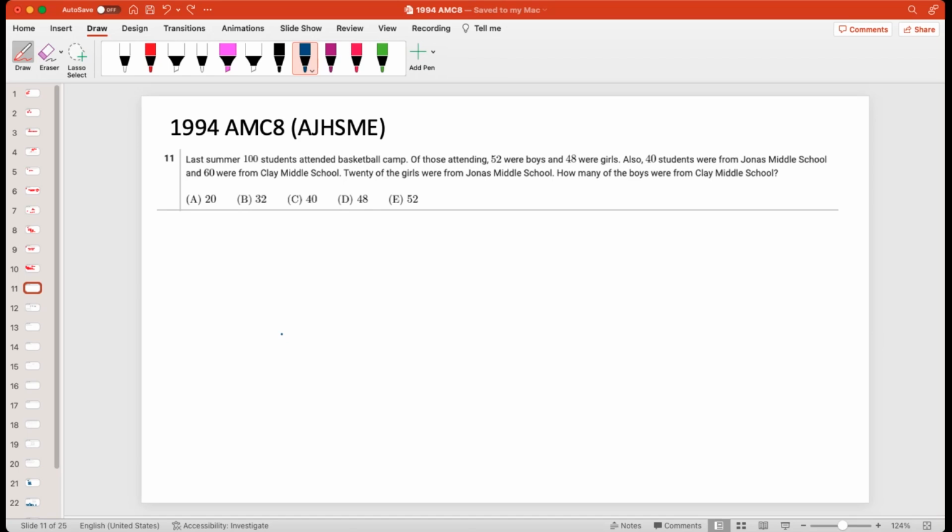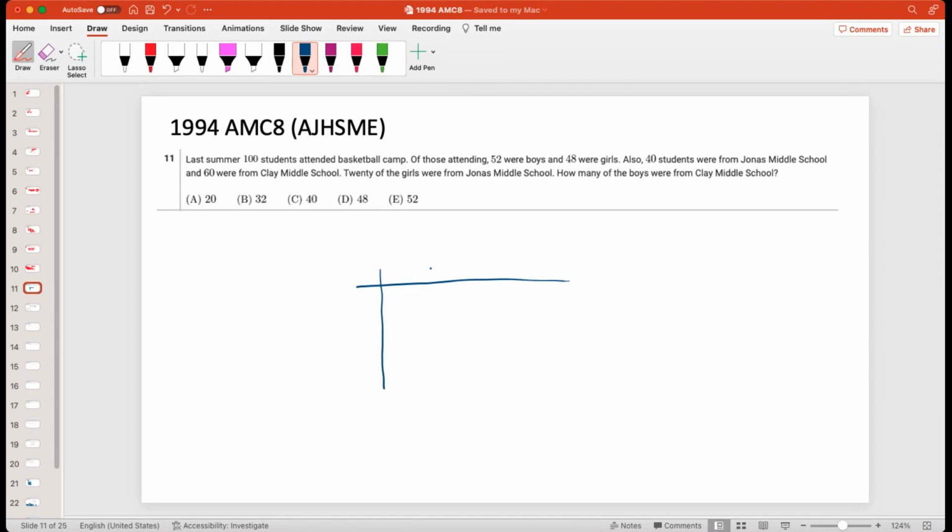Now, last summer, 100 students attended a baseball camp. Of those attending, 52 were boys, 48 were girls. This is a Venn diagram. Let us see. 40 students were from Jonas Middle School and Clay Middle School. There are four items, right? So let's not make a Venn diagram, it will be confusing. Let's make a matrix.